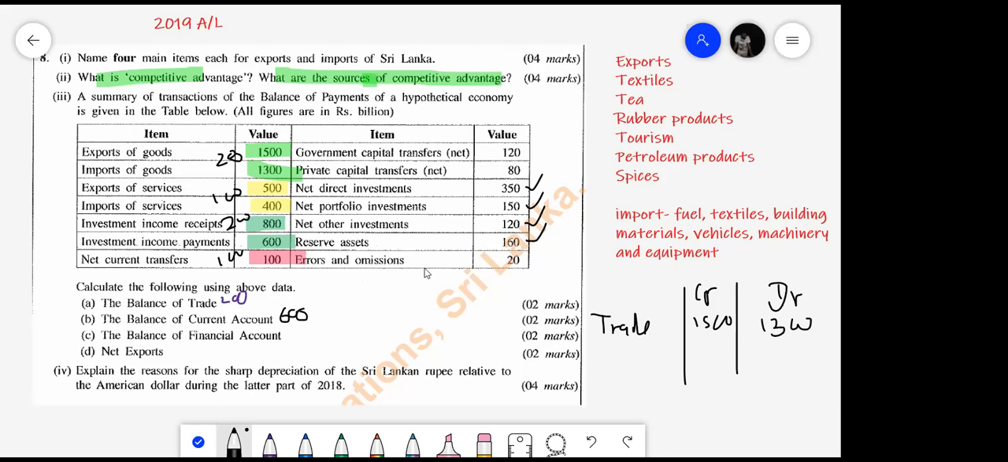They haven't taken that, no? Right, yeah. So then that's correct. Okay, so you don't take that, guys. Maybe if they ask you for the overall balance, then you take the current account balance, capital account balance, and then financial account balance, and the errors and omissions also.